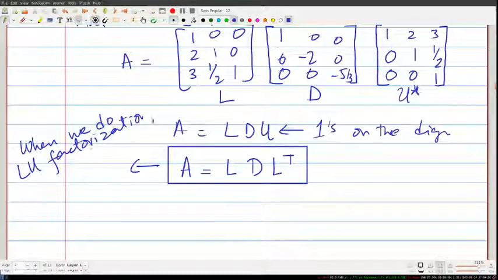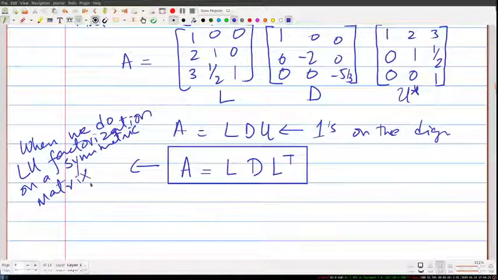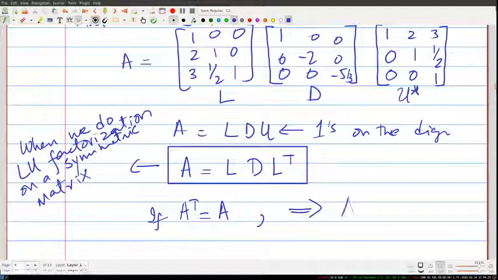The reason that we got this, by the way, is we did LU factorization on a special matrix. This is not always going to be true. We did an LU factorization first, in which we did not get this relation. We only get this relationship when we do LU factorization on a special matrix, which is the symmetric matrix. So I can say that if A transpose equals A, that is, if A is a symmetric matrix, then I can factorize A into L times D times L transpose.